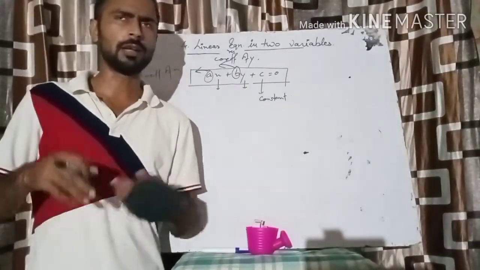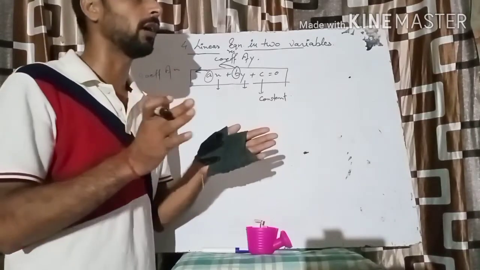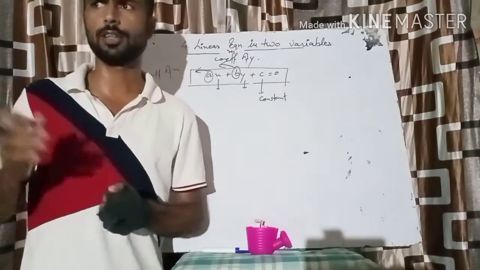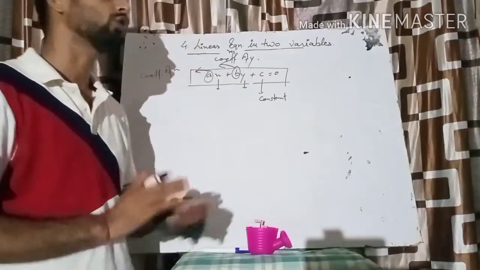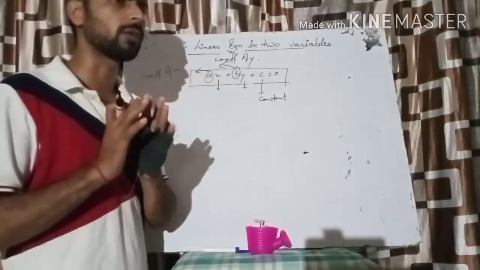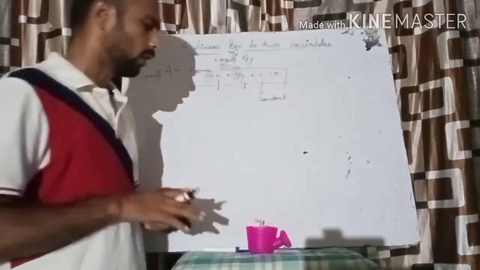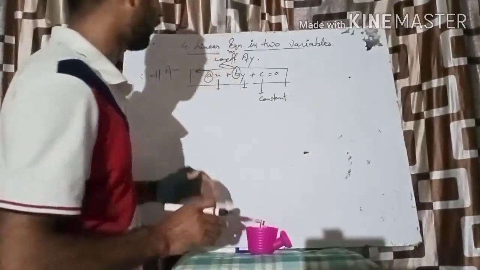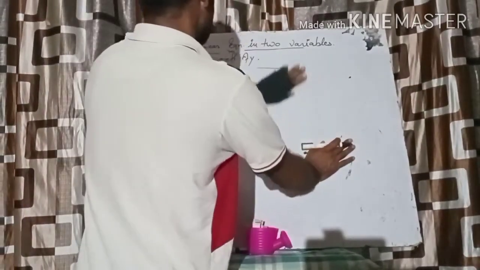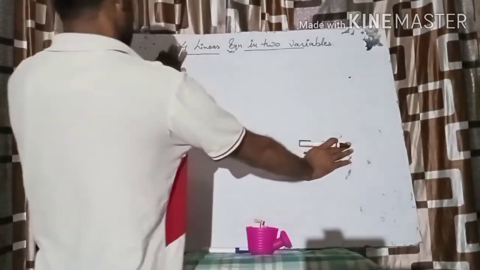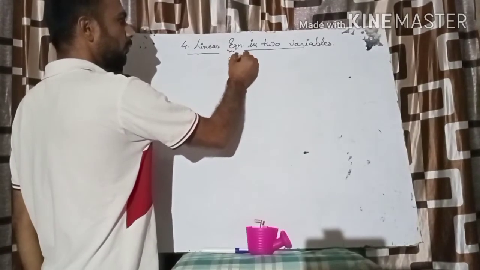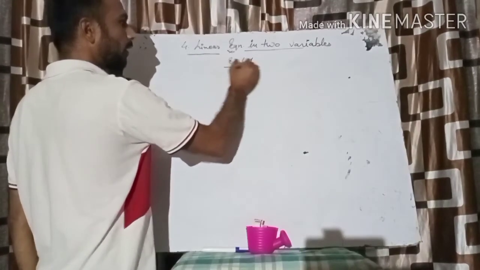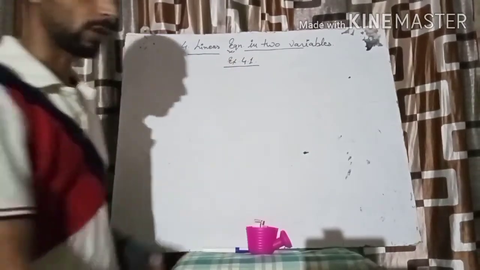Suppose there may be two different items, such as one is your pen, another is your pencil, or one may be your apple, another may be your banana. The cost, the situation must be given in your question. So let's start this exercise, Exercise 4.1.